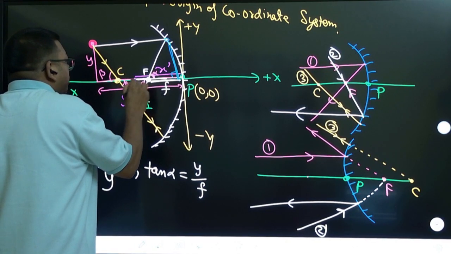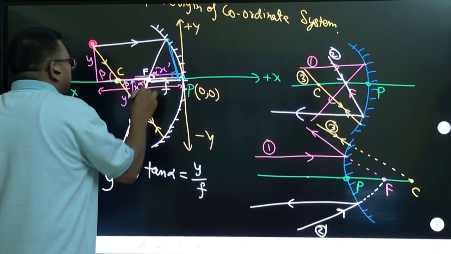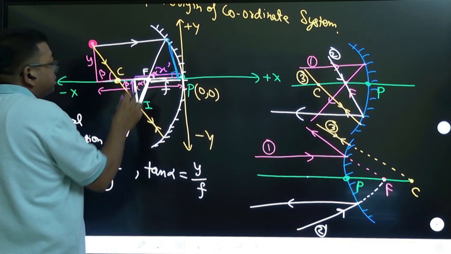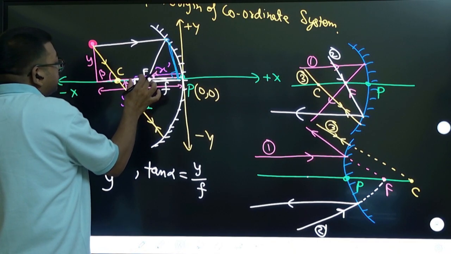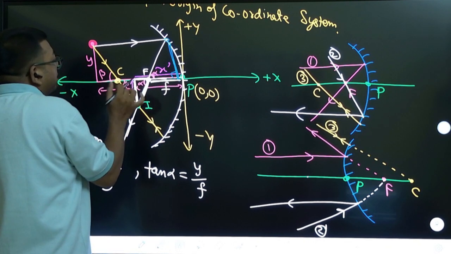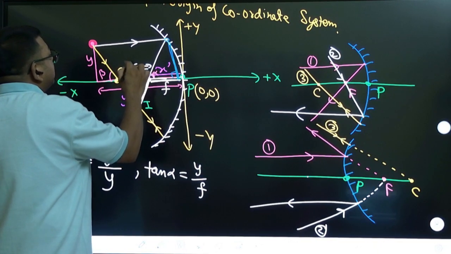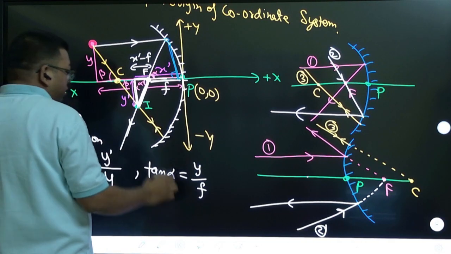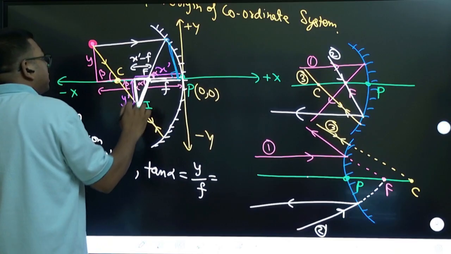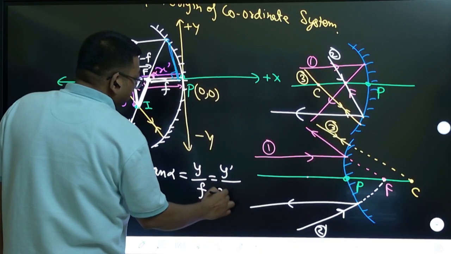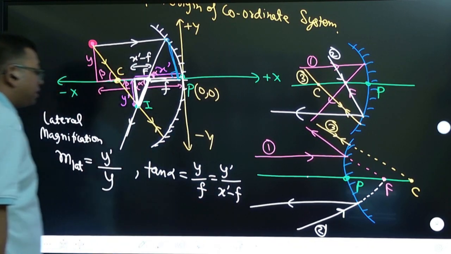Then what is tan alpha in this small triangle formed here? Remember this distance is x dash, so this length is x dash minus f, and this is y dash. So the same tan alpha in this triangle can be written as y dash divided by x dash minus f, right?